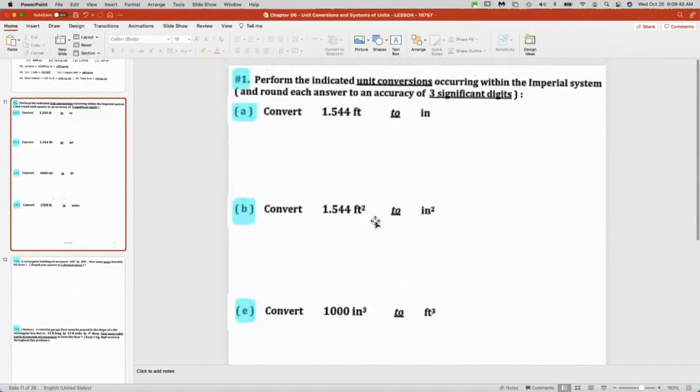Question 1A. Convert 1.544 feet to inches. All right, I'm going to count on you in the chat here. How do I do this? How do I convert feet to inches?